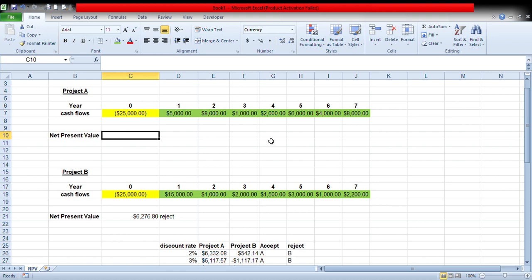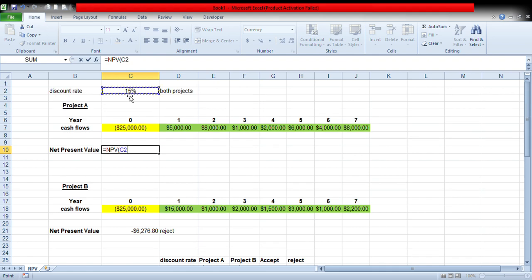How to calculate the net present value? There is a function in Excel which is net present value. What you need to do, you have to take the rate. First of all, the rate is 15%. Then you have to take the inflows, just drag it from here, and then close the bracket, and then add the outflow. So this is the formula here, ladies and gentlemen.